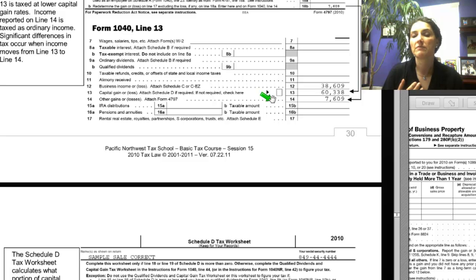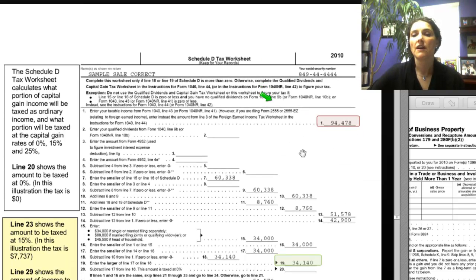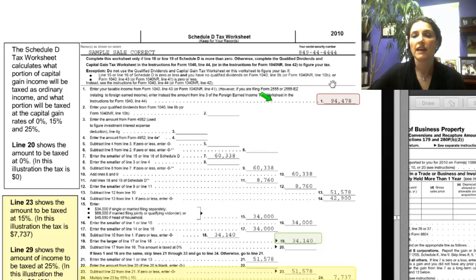He also gets to claim a deduction for his standard deduction and his personal exemption, possibly other deductions as well. But we finally figure out what his taxable income is on the back side of Form 1040. And that taxable income is shown on line 43, and we carry that amount to the Schedule D worksheet and enter that on line 1.